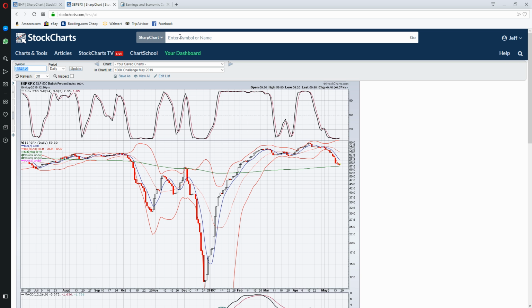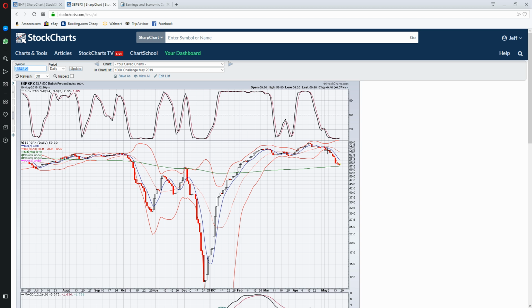Let's talk about how it's derived, its interpretation, and then how it can be used in terms of the broader market sense and in terms of individual sectors, right? Because there's a lot more usage to the bullish percent index than what you see me use it for on a day-to-day basis here.